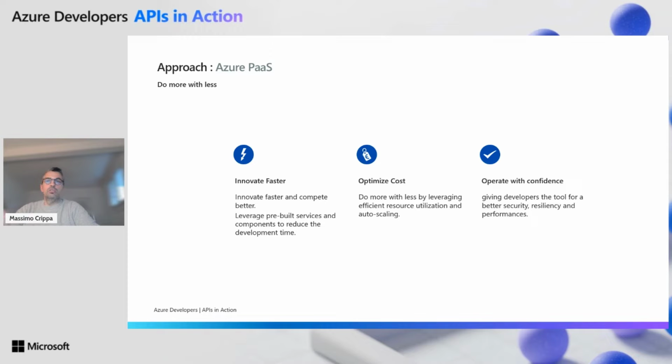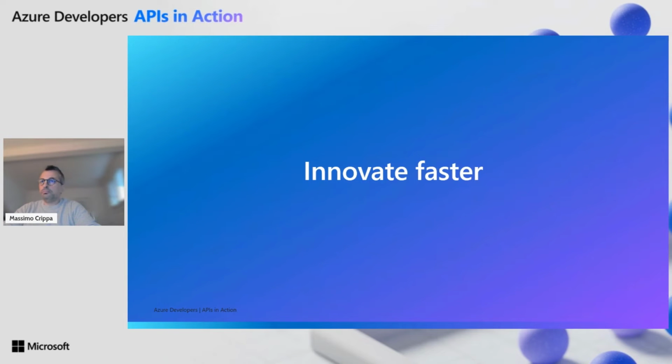to make sure we can go fast. We want to optimize the cost, so we want to configure our APIs and endpoints efficiently to not spend more than needed. And then we want to operate with confidence, meaning to empower developers to use the right tool for better security, resiliency, performance, and so on. So with this three-step approach in mind, let's start with the first one, innovate faster.